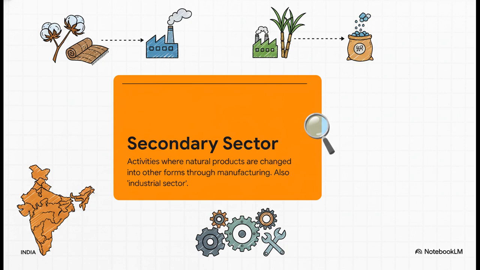Okay, so what happens next? The products from the primary sector are then taken to the secondary sector. Here, those natural products are transformed into other goods through manufacturing. So think of cotton from the farm being turned into cloth, or sugarcane being processed to make sugar. This is all about manufacturing, so we also call it the industrial sector.